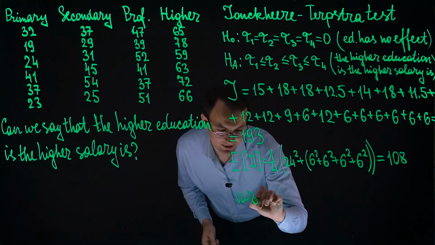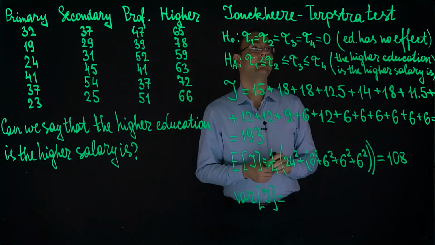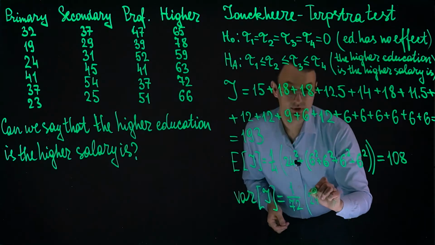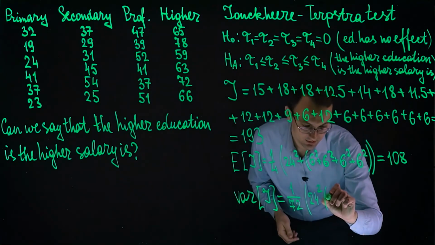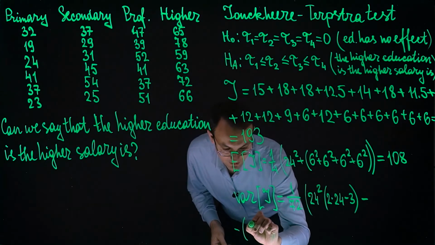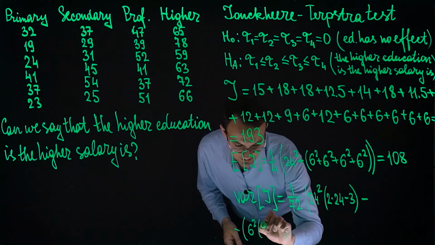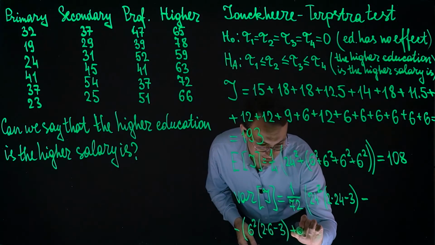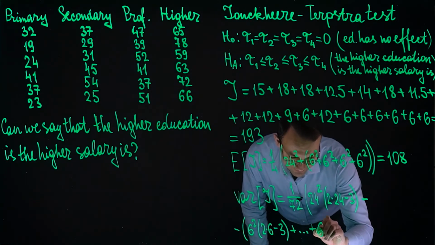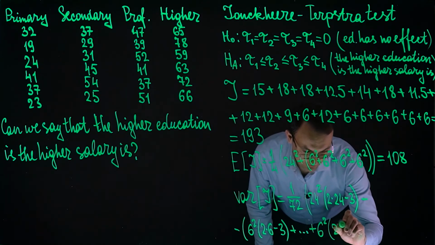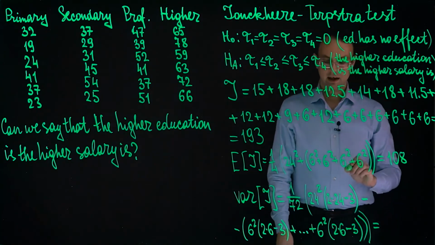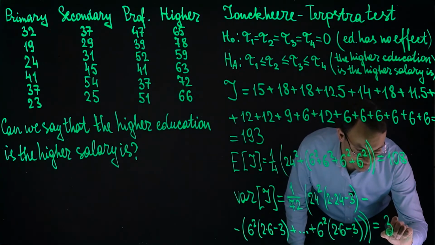Then variance. The variance of J is 1 over 72, and here I have 24 squared times 2 times 24 minus 3 minus 6 squared times 2 times 6 minus 3, and this is repeated 6 times as we have, as sample sizes are 6 for all samples. So 4 times, and finally this is 387.